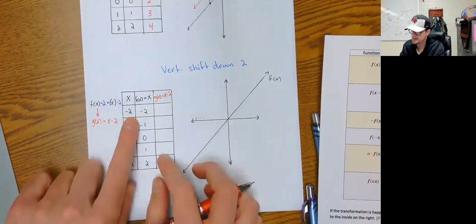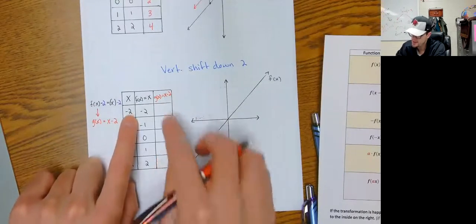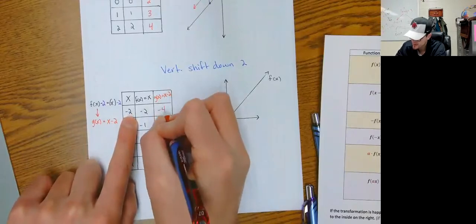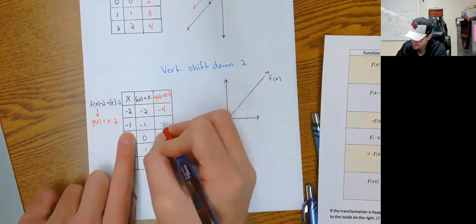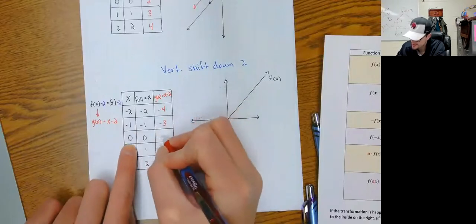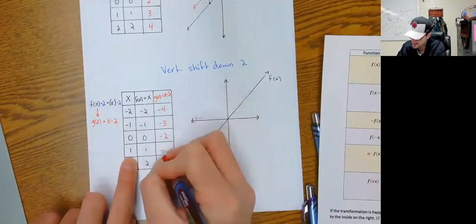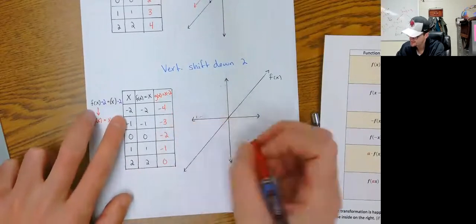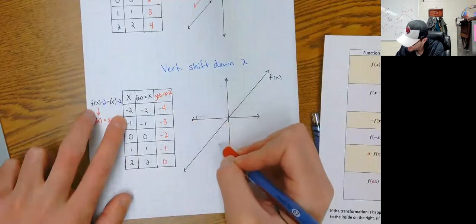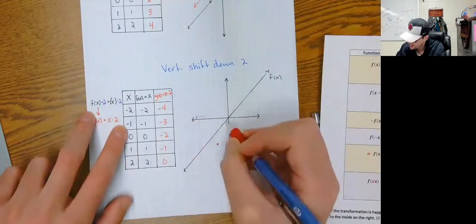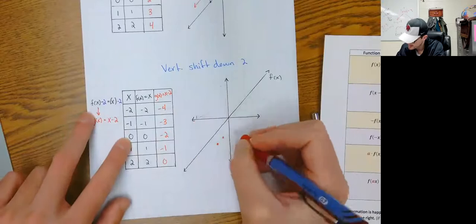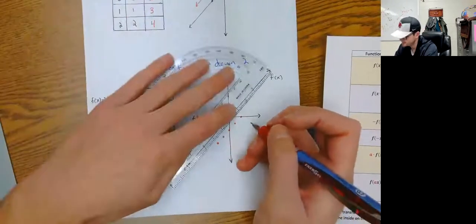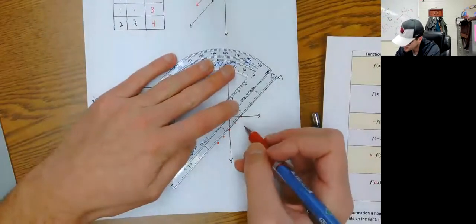Okay, so let's plug them in. Substitute negative 2 in for x. Negative 2 minus 2 is negative 4. Negative 1 minus 2 is negative 3. 0 minus 2 is negative 2. 1 minus 2 is negative 1. And 2 minus 2 is 0. So we're going to plot these points. We got negative 2, negative 4, negative 1, negative 3, 0, negative 2, and so on and so on. All right, so then we draw our line.